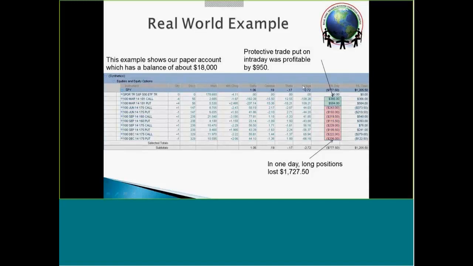So this is where protection comes into play. This offset the losses pretty significantly. Now, at the time this was done, SPY was at 178.68. Anybody want to hazard a guess as to what our account did overall since that time? Not too bad. I think, actually, we can come right back up and look.